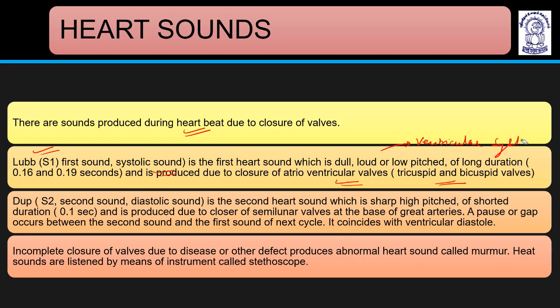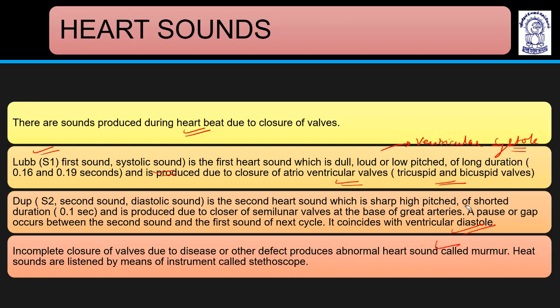Dub sound, the S2 heart sound, is a diastolic sound. It is the second heart sound, which is sharp, high-pitched, of shorter duration, 0.1 second, and is produced due to the closure of semilunar valves at the base of the great arteries. A pause or gap occurs between the second heart sound and the first heart sound of the next cycle. It coincides with ventricular diastole. So it is the heart sound of ventricular diastole.